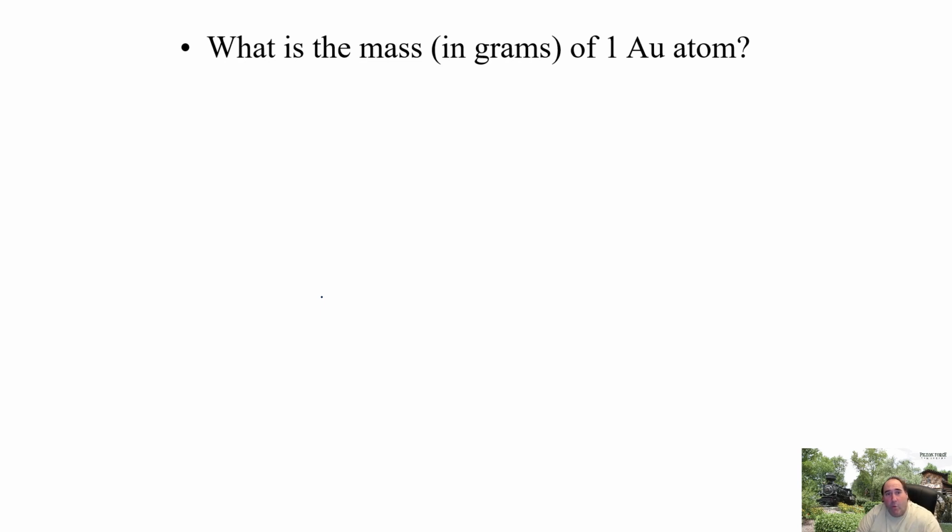All right, let's take a look at another one here. I think we've got a few more. What is the mass in grams of 1 Au atom? That is gold. And take a look at the periodic table here. Gold is 109.7, I believe. I'm sorry, 197. That is what I'm going to try to say there. So if we look up gold here on the periodic table, 197.0 is what you will see.